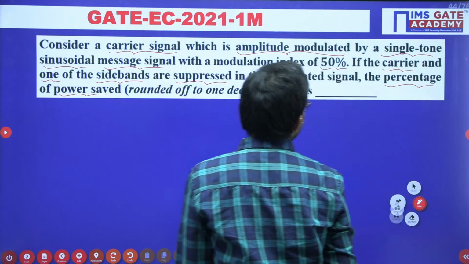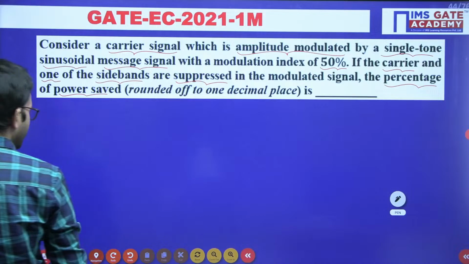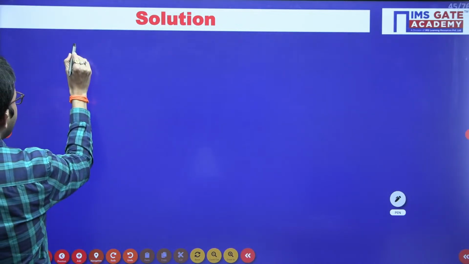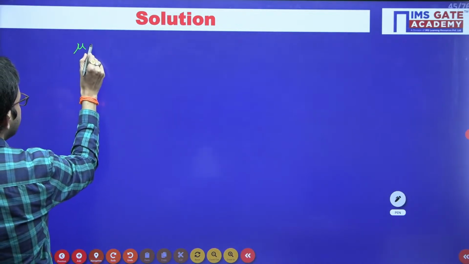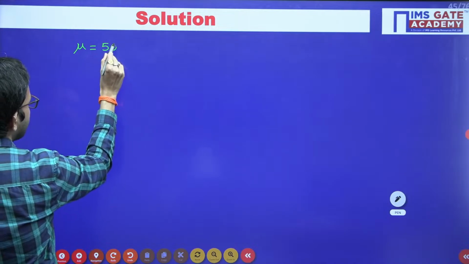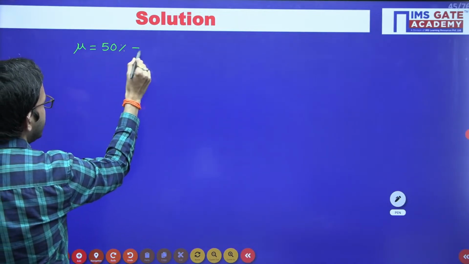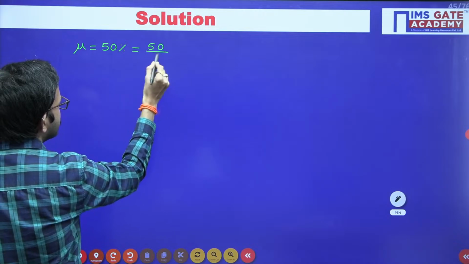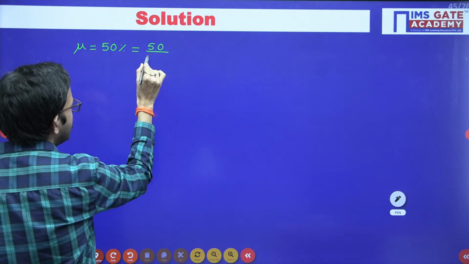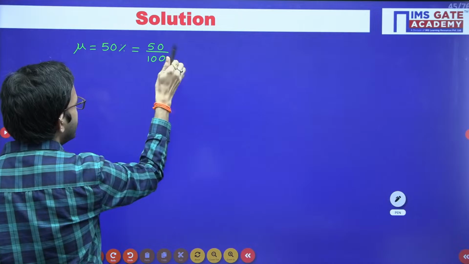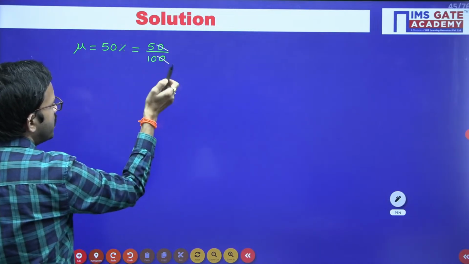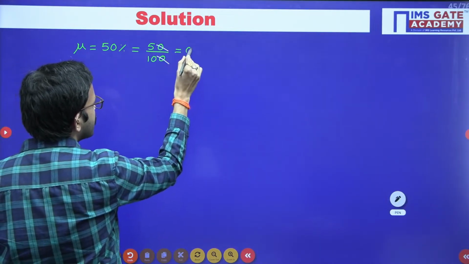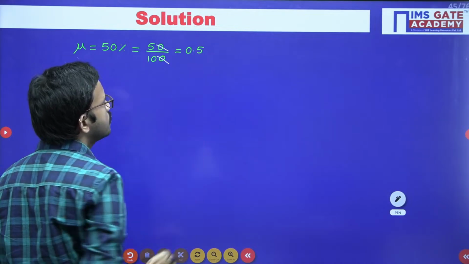First of all, write down the modulation index given. The modulation index mu is 50%. This percent you can write as divide by 100. Here the 0 will get cancelled, and 5 by 10 is nothing but 0.5. So the modulation index given is 0.5.